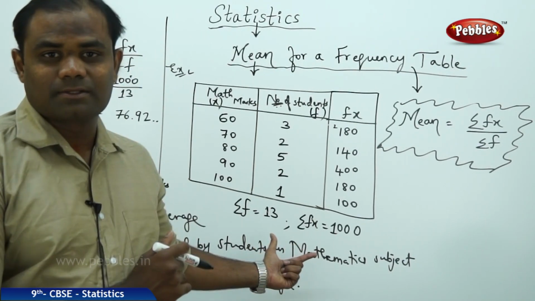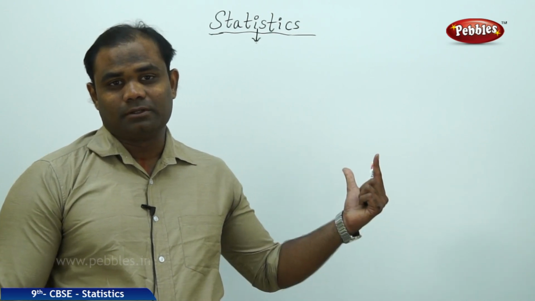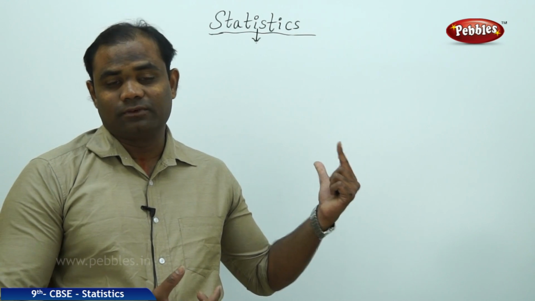Not bad marks. The next measure of central tendency in the branch of statistics is median. Now that we have discussed mean, let's enter into understanding the next measure of central tendency. This session is about median, the second measure of central tendency.